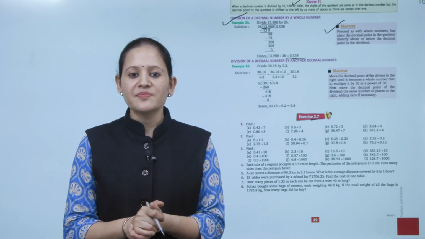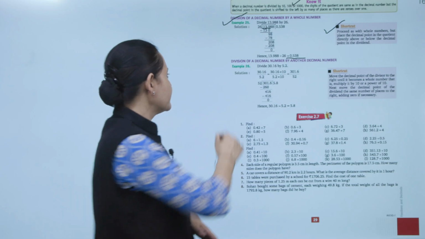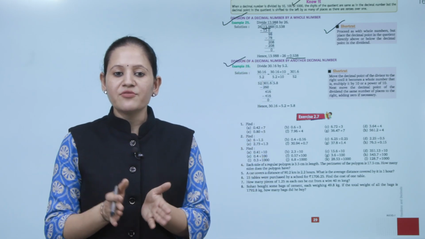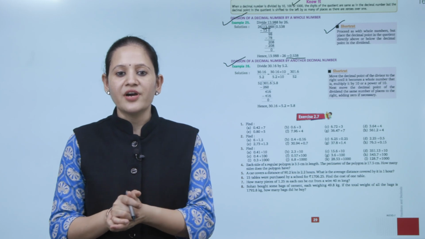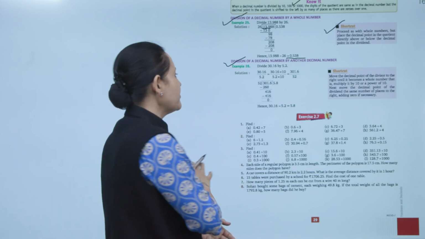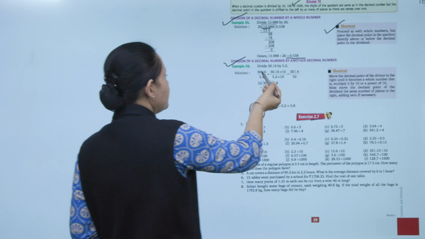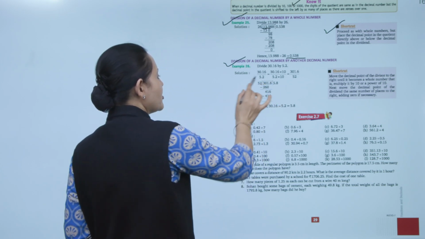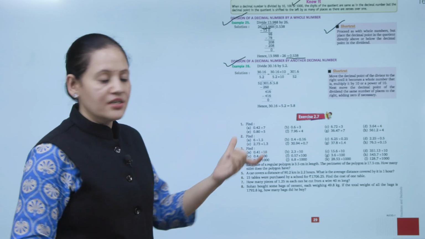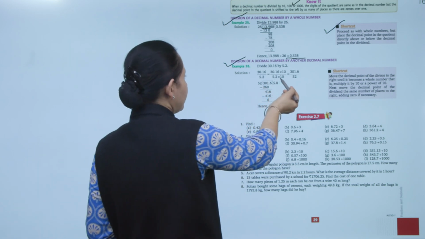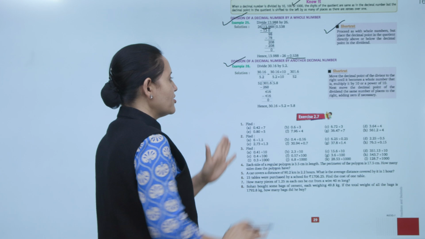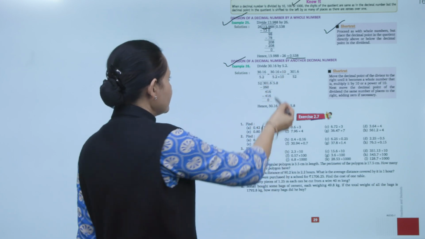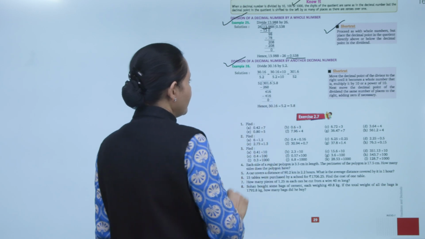Next is division of a decimal number by another decimal number. So here we have to divide 30.16 by 5.2. Both are decimal numbers, 30.16 and 5.2. So we have to remove the decimal from the denominator. So for that we will multiply by 10. So the value will not change. So what we will do? We will multiply both the numerator and denominator by 10. So that is equals to 301.6 upon 52.